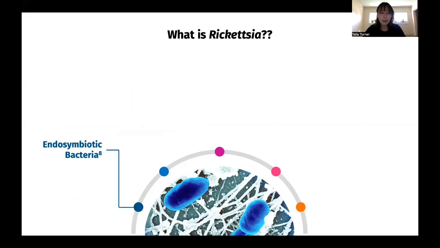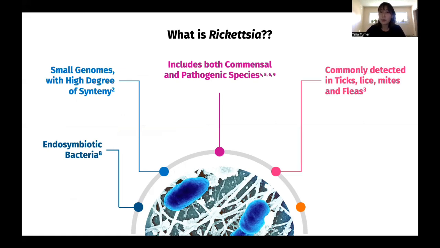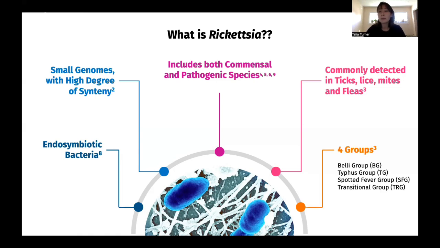It is a genus of endosymbiotic bacteria from the class Alphaproteobacteria. They are characterized by having small genomes with a high degree of synteny, or similarity, that exists between bacterial species. The genus itself includes both commensal as well as pathogenic species of both humans and animals, and they are commonly detected in ticks, lice, mites, and fleas, with ticks being the main vector. There has also been a lot of work recently in unearthing a lot of rickettsial diversity in other species of arthropods, such as mosquitoes, but also biting midges and wasps.